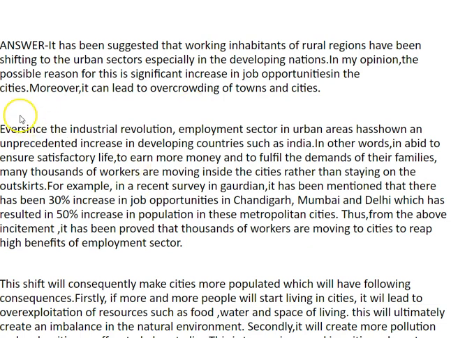Ever since the Industrial Revolution, now ever since is two words. Ever since the Industrial Revolution, the employment sector in urban areas has shown, two words there, an unprecedented increase in developing countries, comma, such as India, capital I. Okay, well done. In other words, in a bid, two words, to ensure satisfactory life, to earn more money and to fulfill the demands of their families, many thousands of workers are moving inside the cities rather than staying on the outskirts.